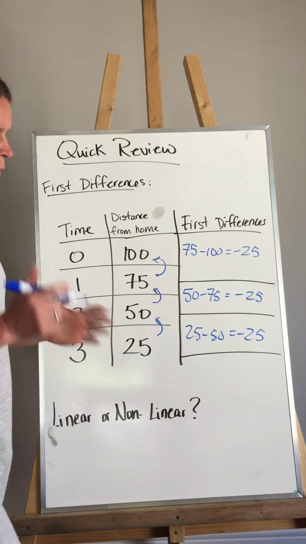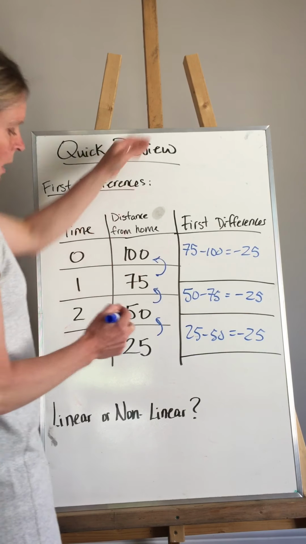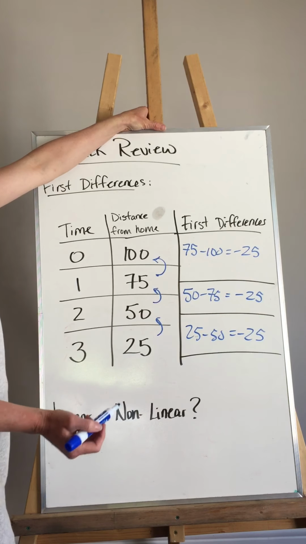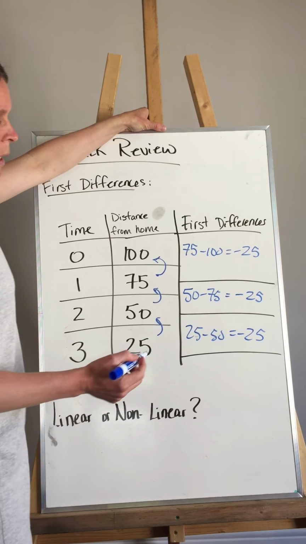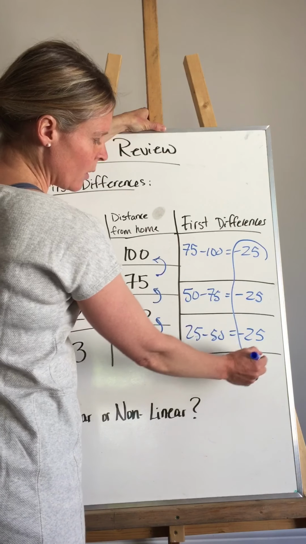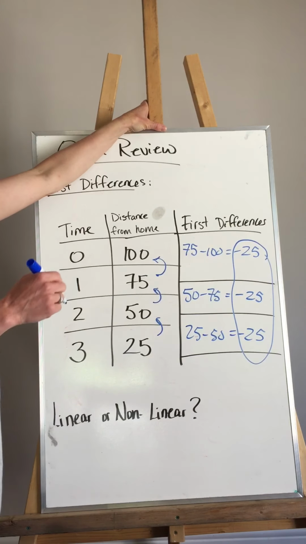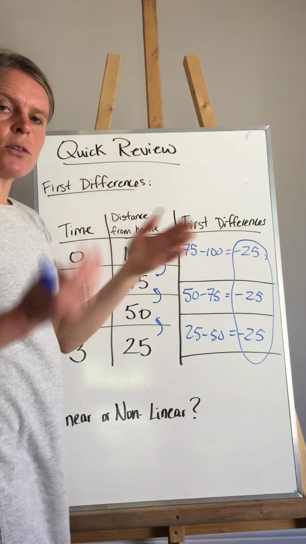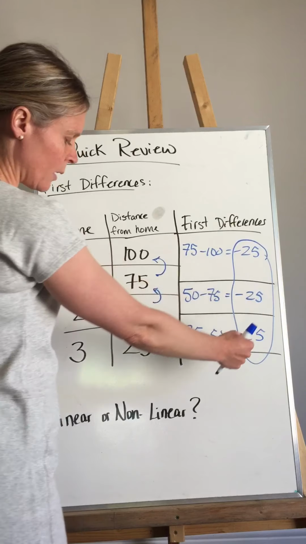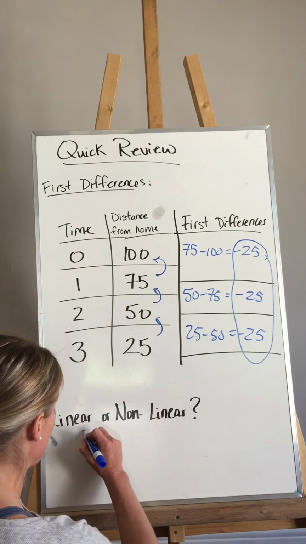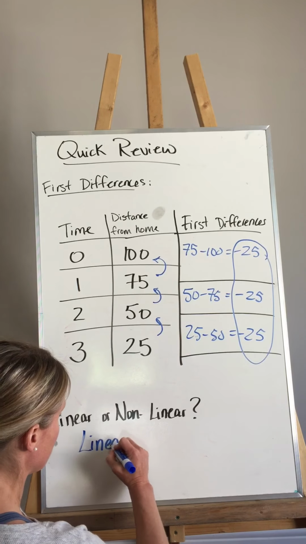Okay, so you can note two things here, okay? The first thing, I have a question at the bottom, which is linear or non-linear, okay? And the rule is, after you calculate your first differences, if you look at the first differences and they are all the same, okay? Doesn't matter if they're positive or negative, but if the number is all the same, then it is linear. Okay, so this is a linear.